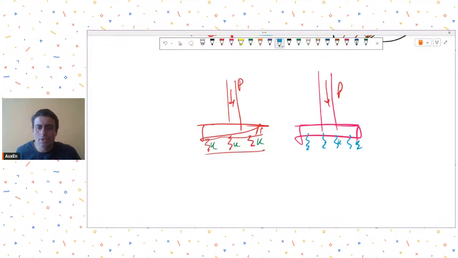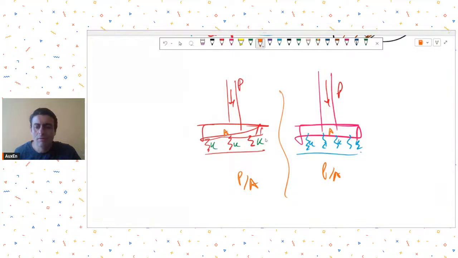So what's going to change if I am applying the same P and I have the same base area? What's going to change? Is P by A going to change in these two cases? Hello? Will P by A change?